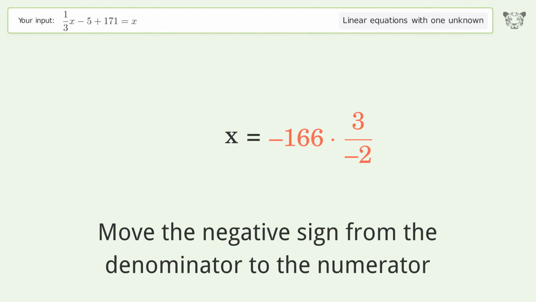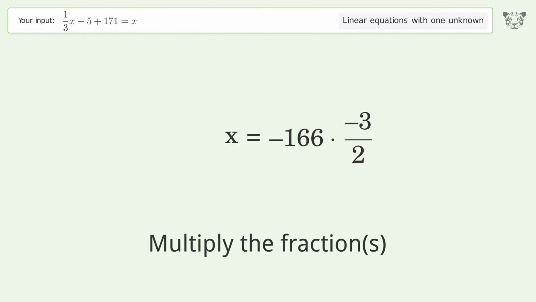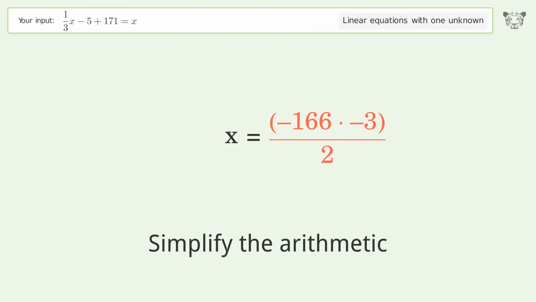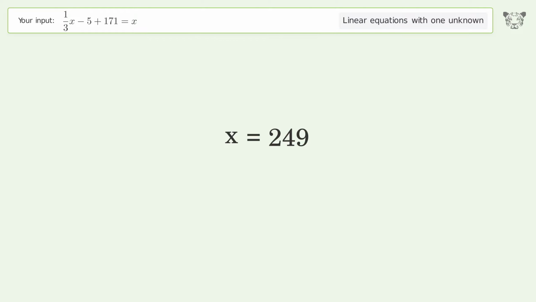Move the negative sign from the denominator to the numerator. Multiply the fractions. Simplify the arithmetic. And so the final result is x equals 249.